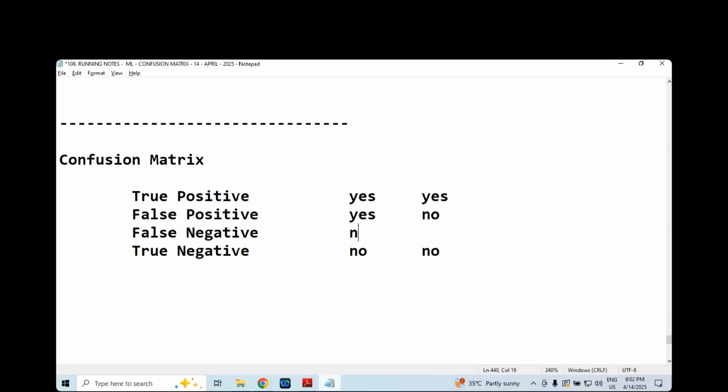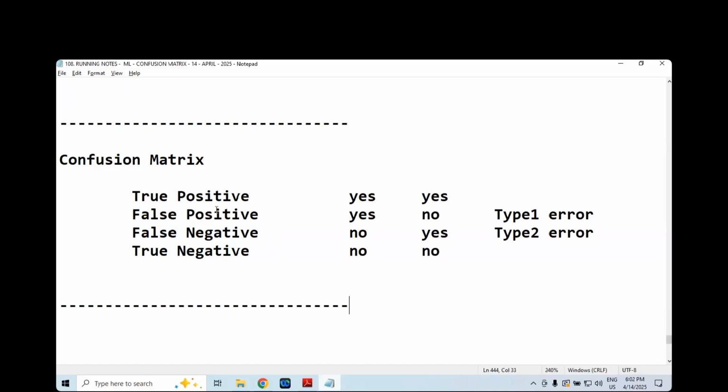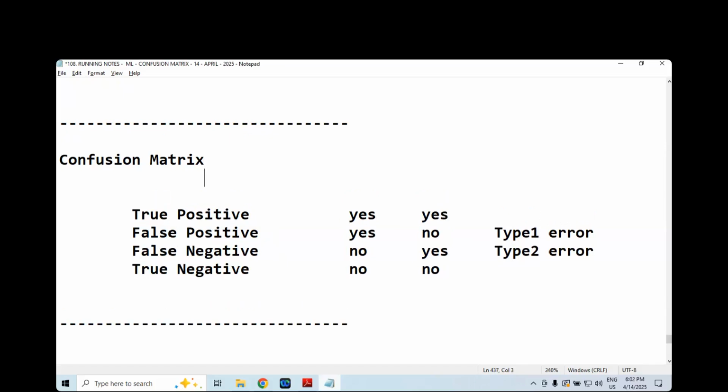No and yes actual. This is called a type 1 error, sir. Type 1 error. This is called a type 2 error. These are all terminology you have to be aware of. This one is called the prediction, this one is called the actual. That's what. Nice.